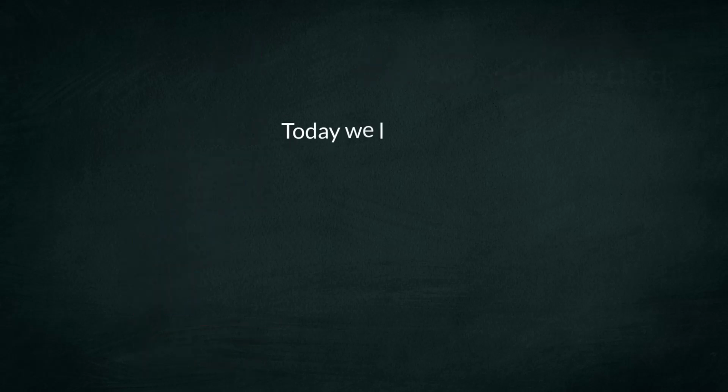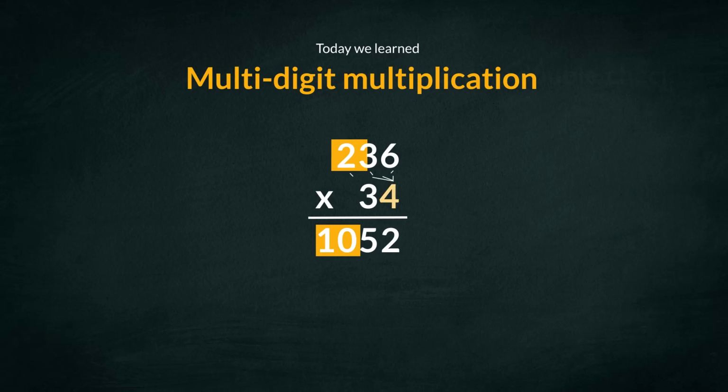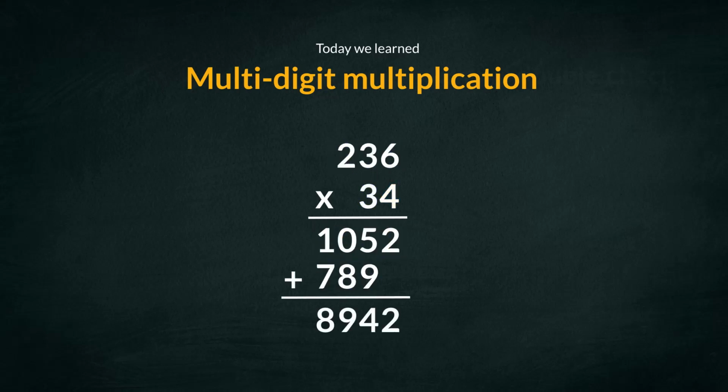And there you have it. That's how you multiply multi-digit numbers together. You take each digit from the bottom number and multiply them with each digit in the top number, then sum up the results. Our next destination?